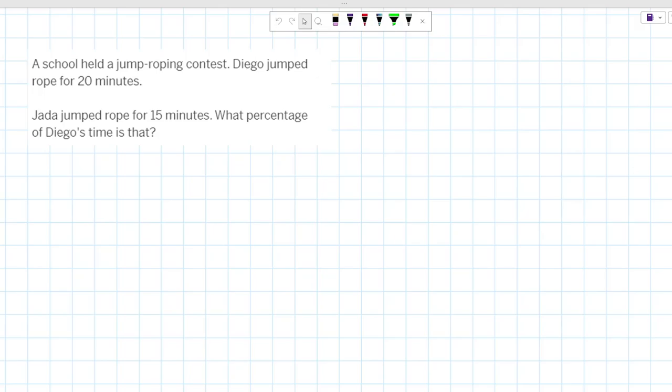It says a school held a jump roping contest. Diego jumped rope for 20 minutes. Jada jumped rope for 15 minutes. What percentage of Diego's time is that? So I'm actually going to solve this problem with a table.